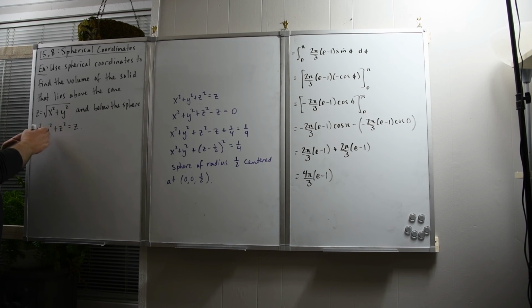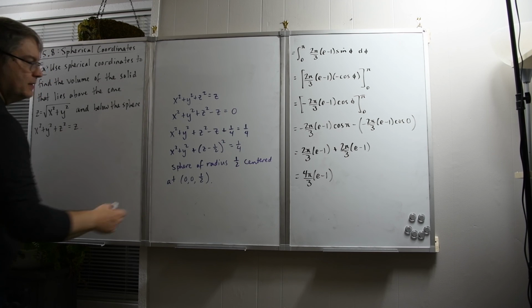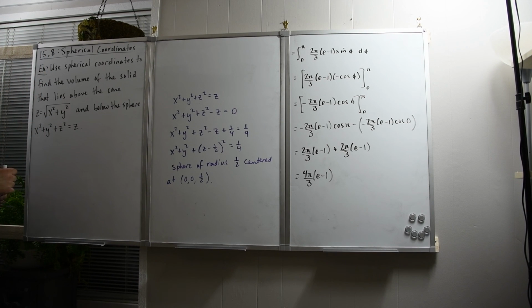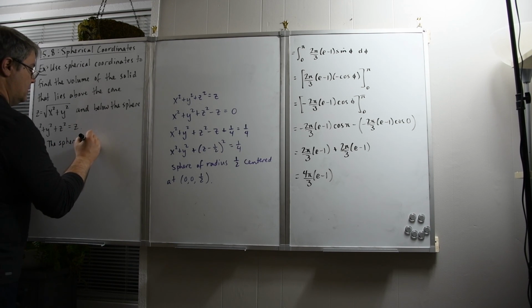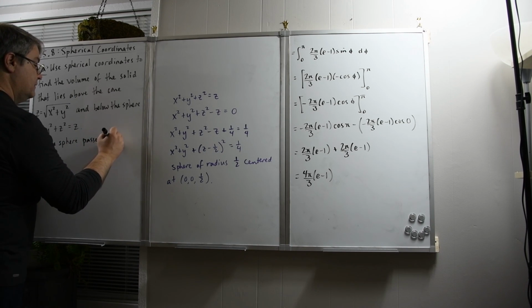So we have a good idea what this is now. It's a sphere, center at this point, radius is a half, so that sphere is actually going to pass through the origin. All right, so let's make note of that. So once again, sphere, passes through the origin.